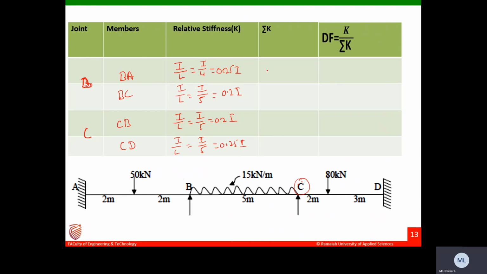Then what is the summation of K? At B, the summation of K is 0.25 I plus 0.2 I, which is 0.45 I. Sorry guys, at C this is also 0.2 and this is also 0.2, so the summation is 0.4 I.